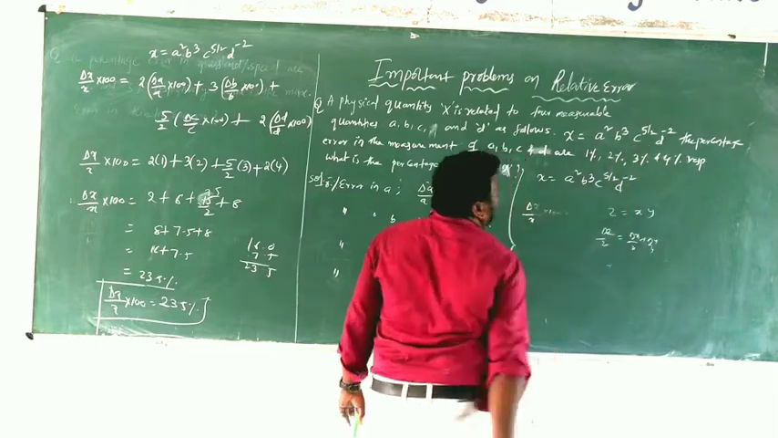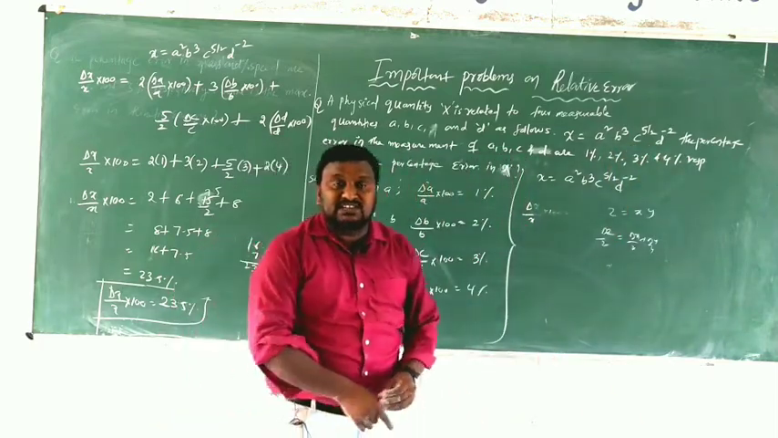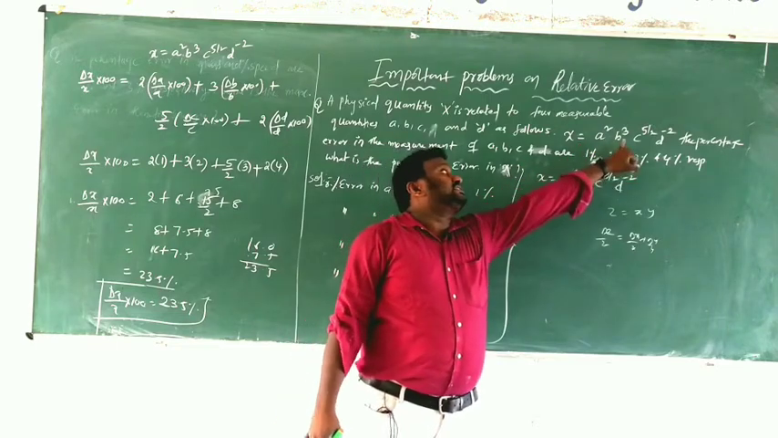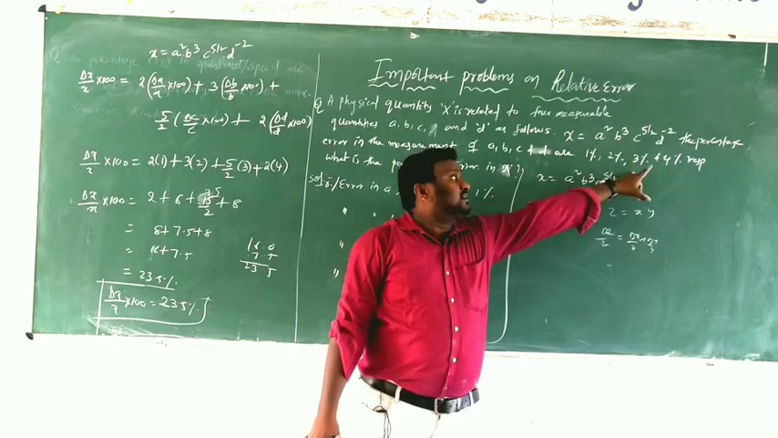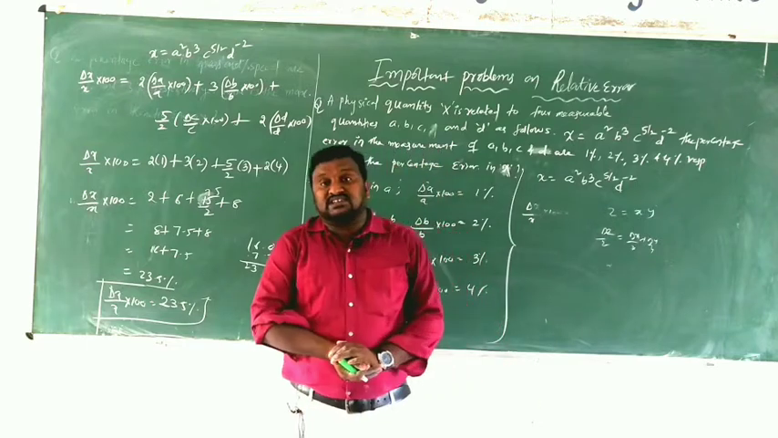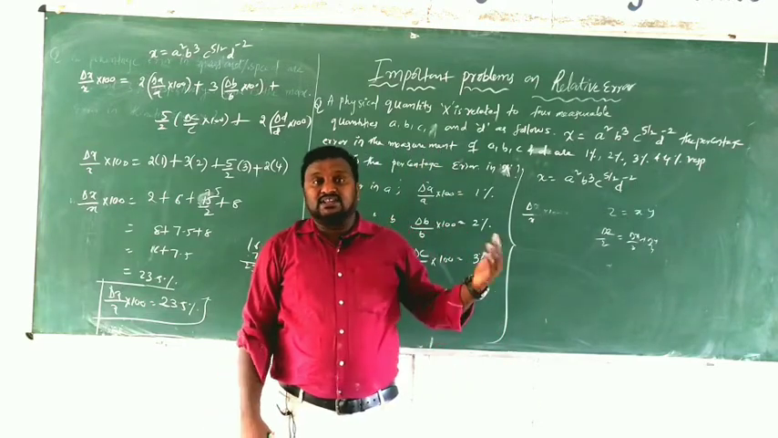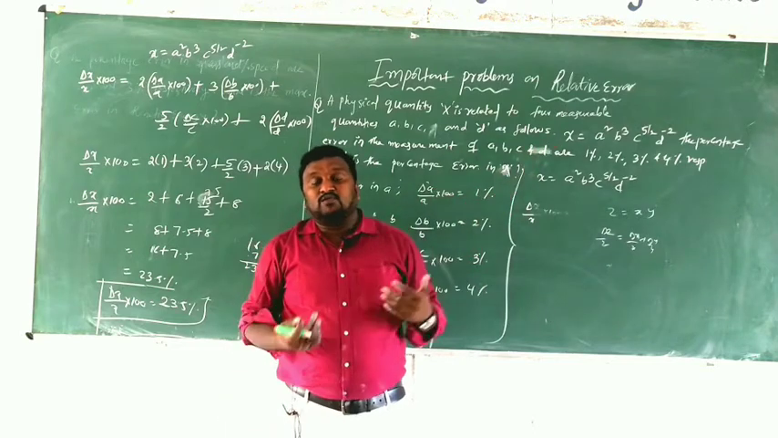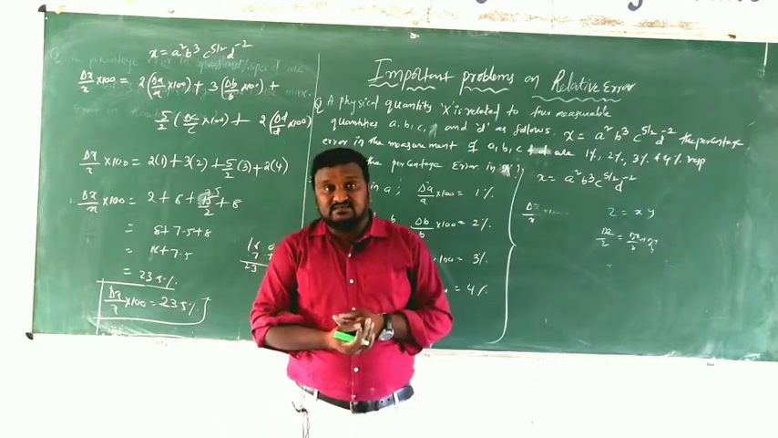So this relation was given: x is equal to a square b cube c to the power of 5 by 2 and d to the power of minus 2. In that, what was mentioned? The percent of error in a is 1%, b is 2%, c is 3% and d is 4%. By substituting them, we want to find out the relative error of x.